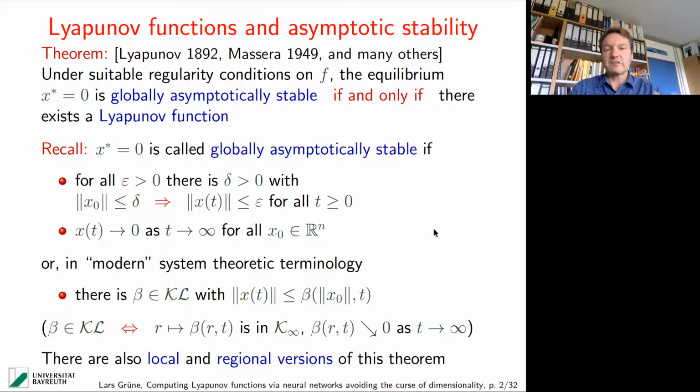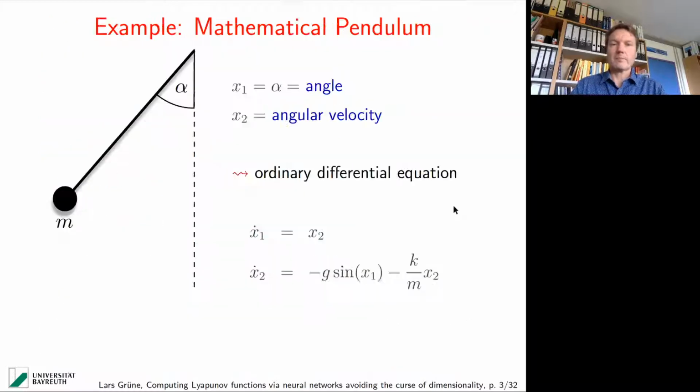And for simplicity today, I'm only using this global asymptotic stability definition, but of course there are local and regional versions of this theorem and of this property, which are just as interesting, maybe even more interesting. But in order to keep this technically simple at this point, I decided to just look at globally asymptotically stable equilibria here.